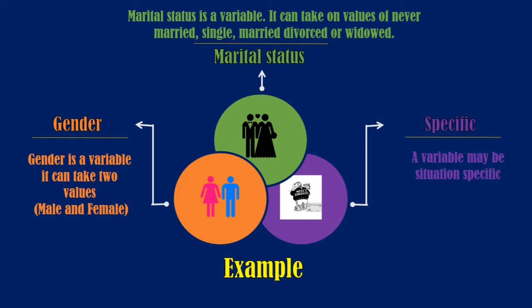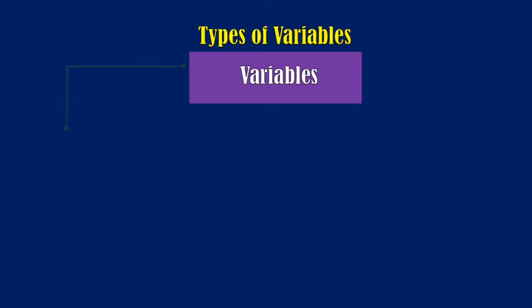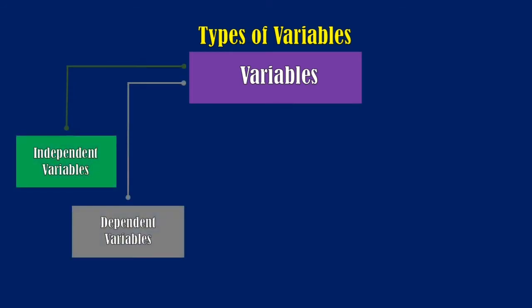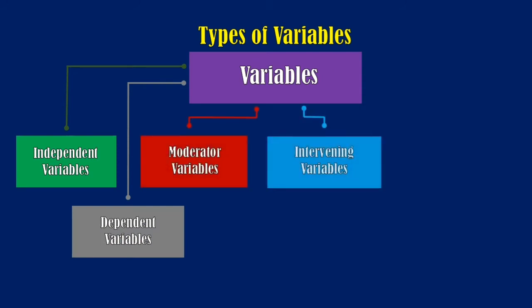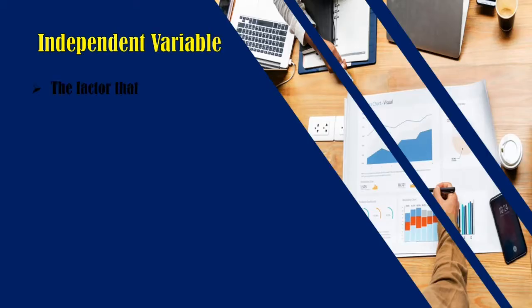So for this topic, we will be discussing the 6 types of variables. The first is the independent variables. Next is the dependent variables, followed by the moderator variables, the intervening variables, the control variables, and the extraneous variables. Now let's discuss each variable one at a time. Let's start with the independent variable.